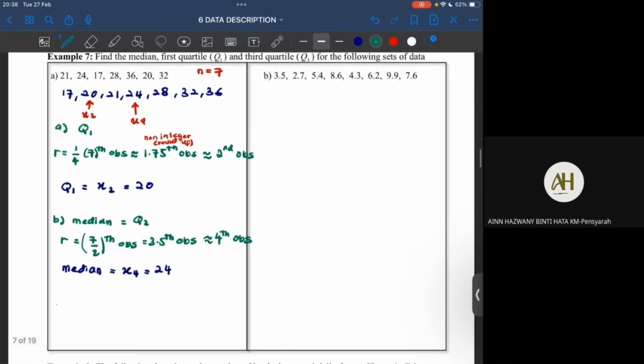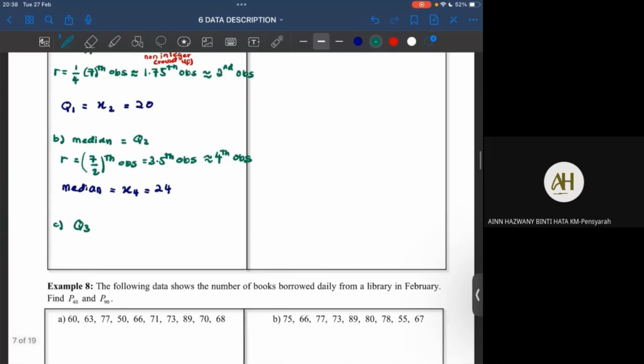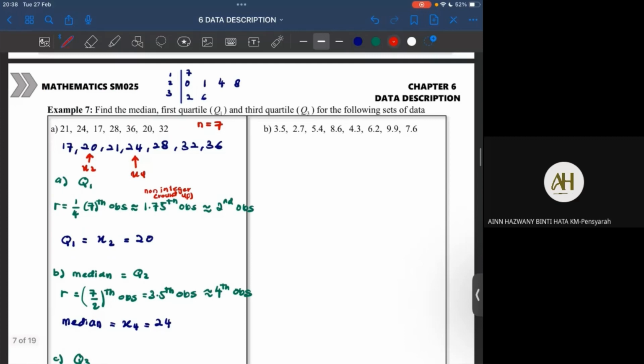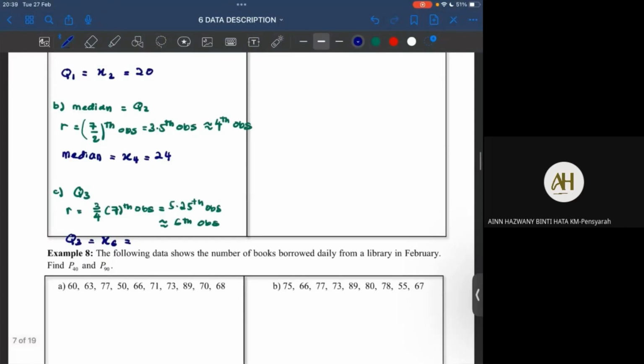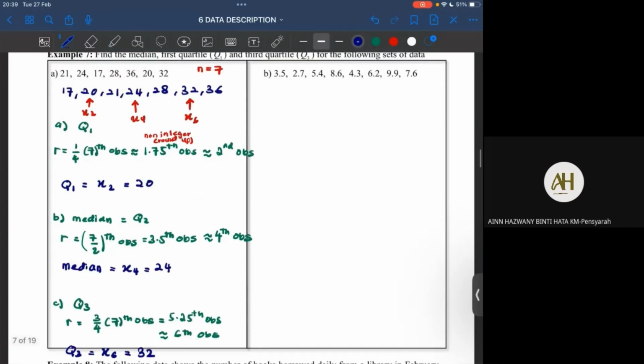And last one is Q3. Okay, third quartile. So find our observation for first. R is equals to 3 over 4 multiplied by N. 3 over 4 multiplied by 7, we have 5.25 observation, which is also non-integer. So kita round up kan menjadi 6 observation. Okay, then we write our answer. Q3 is equals to observation yang ke-6, which is 1, 2, 3, 4, 5, 6. Observation ke-6. So this is our third quartile. So that will be 32. Okay. So that is how we find our median, quartile dan juga third quartile.